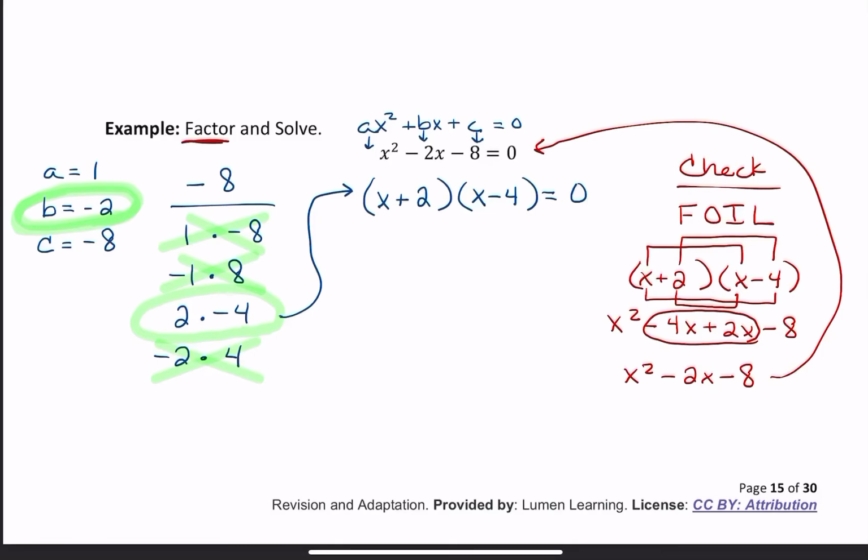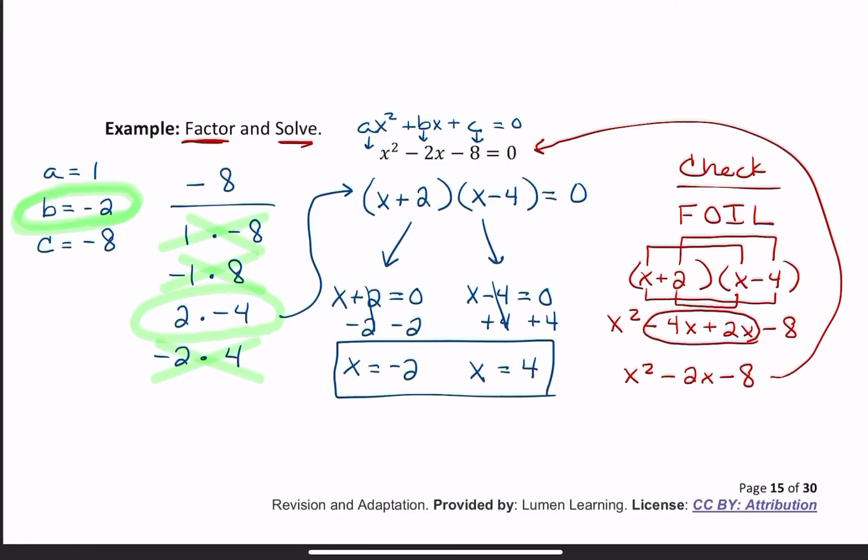So we factored. Now we need to solve. This is where we use the zero product property. I'm going to take each linear term and set it equal to 0. So I've got x plus 2 equals 0 and x minus 4 equals 0. And then solve those for x. So I've got x equals -2. And then for this one I'm going to add 4 to both sides, and that gives me x equals +4.